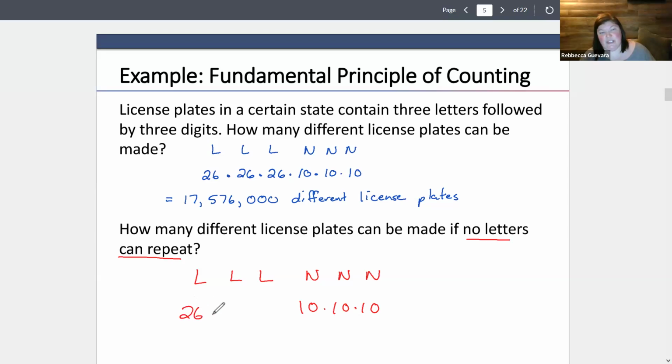So I have 26 possible letters for my first letter. And because I cannot repeat a letter, once that letter is used, I only have 25 letters I can pick for the second letter. Both of those letters are used, so then there's only 24 for my last letter. So sometimes there can be a little bit of restriction on how we do this. This gives us a different number. So now we got 15,600,000 different license plates.